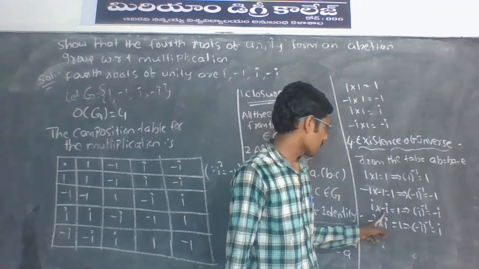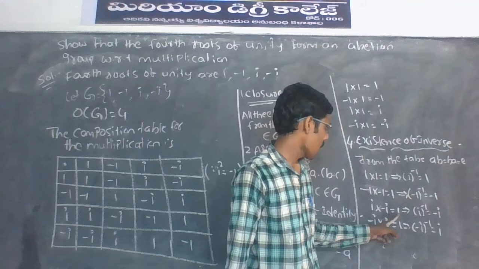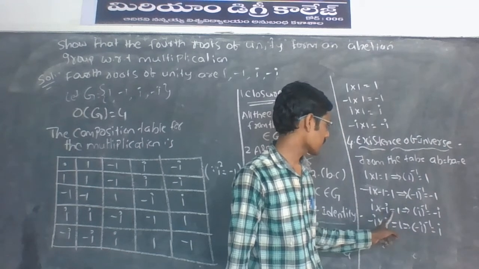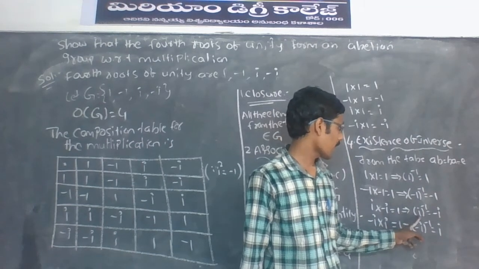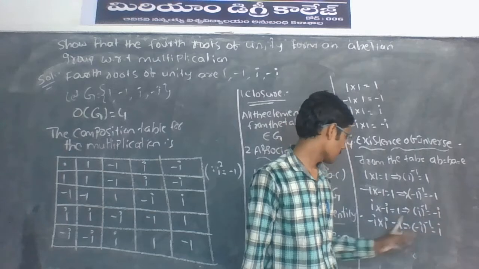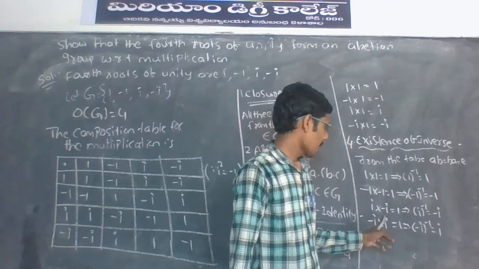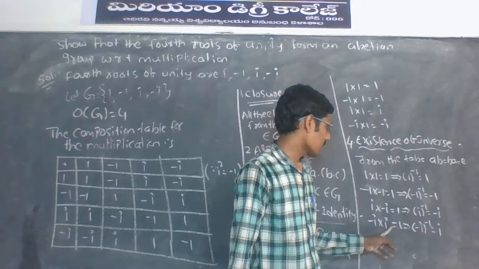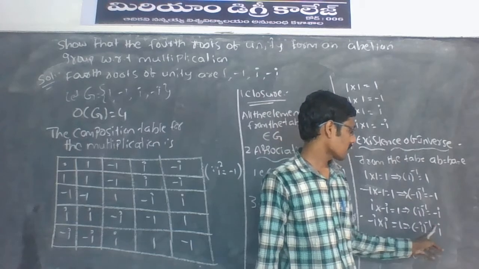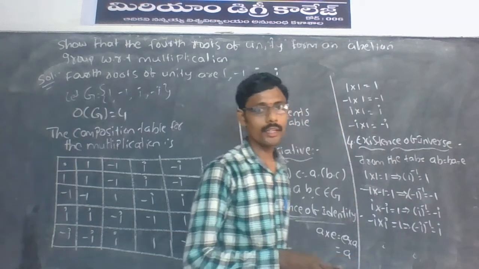i into minus i is equal to 1. Therefore i inverse is equal to minus i. Minus i into i is equal to 1. So minus i inverse is equal to i. Inverse property satisfies.